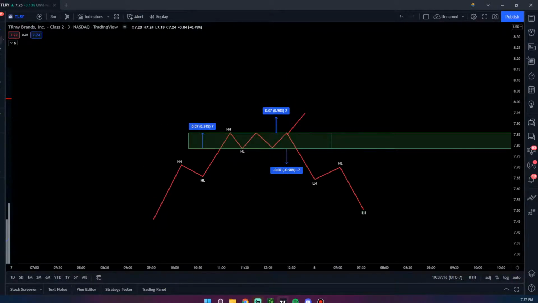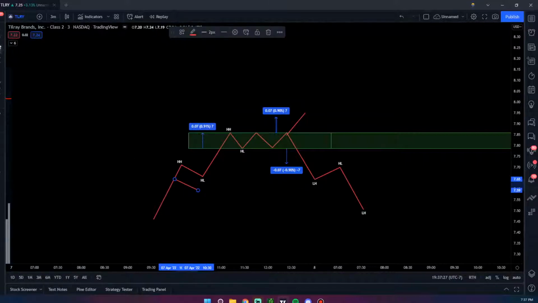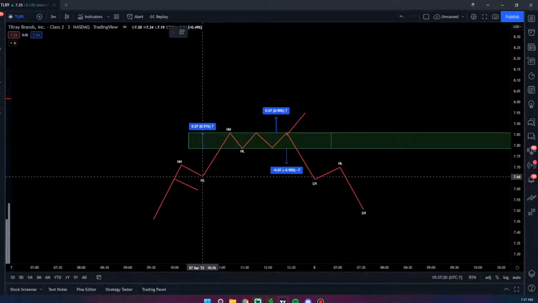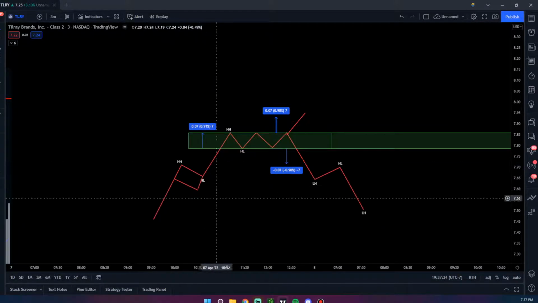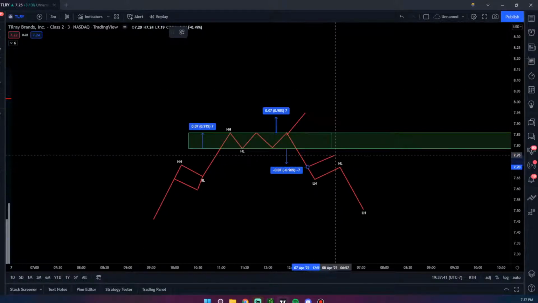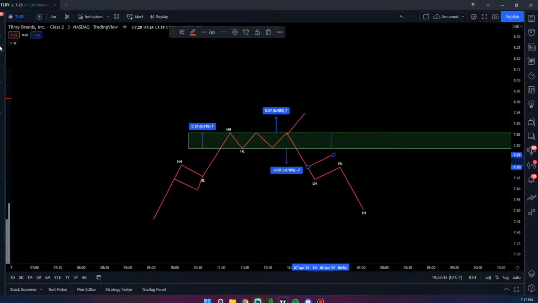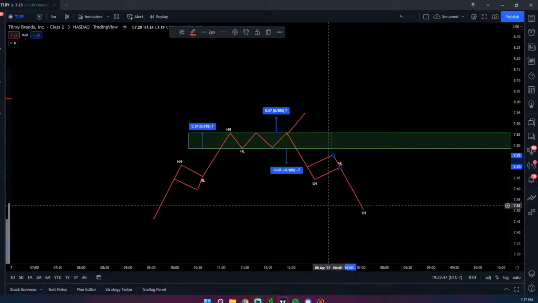So where our flags occur is, this is our pole, and this here is the top of our flag. The bottom of your flag, again, I don't draw them in, but it would look something like this. And there's your actual flag, okay? For your bull flags, the bottom of your flag would be here, and the top of your flag is here.